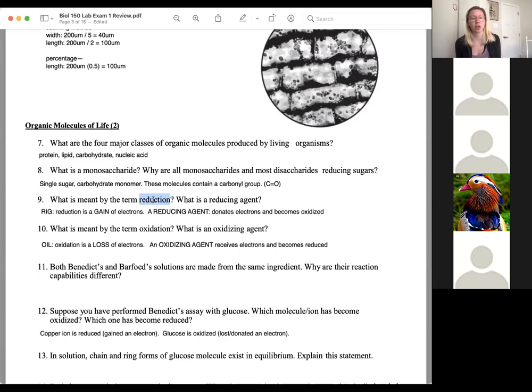A reducing agent is the thing that is donating those electrons. And it's a similar kind of relationship with oxidation and oxidizing agent. Oxidation is a loss of electrons. And if you call something an oxidizing agent, that means it is the one that is receiving those electrons that were lost by another molecule.